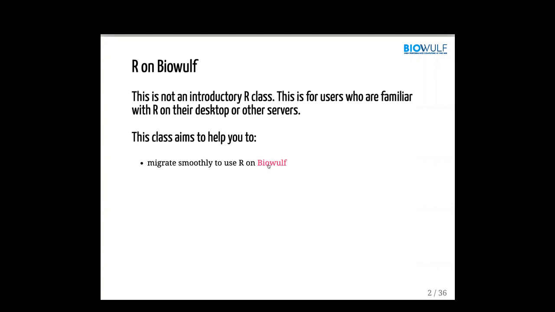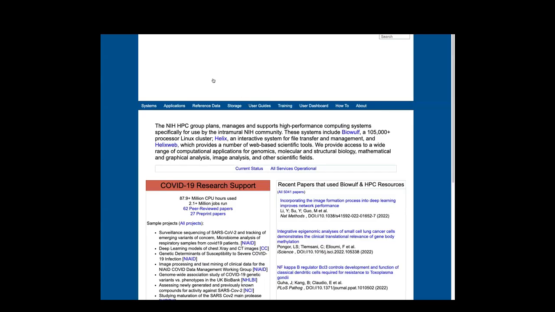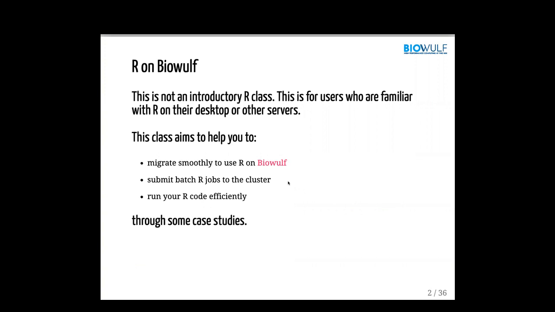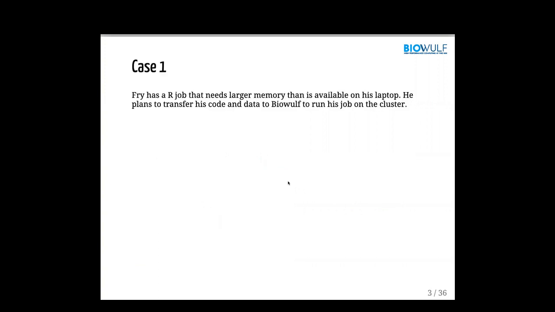By the way, all the red characters are hyperlinks. If you click one, it will lead you to our website or some reference it points to. A second thing is the class will try to help you submit a batch R script to the cluster. And the third is to give some suggestions on how to run the R code efficiently. Instead of a traditional lecture, we're going to go through several case studies.